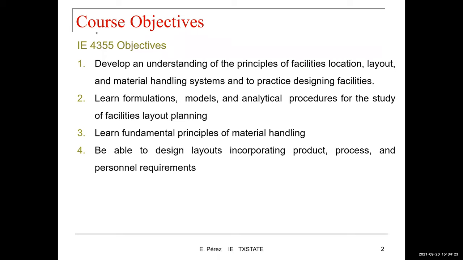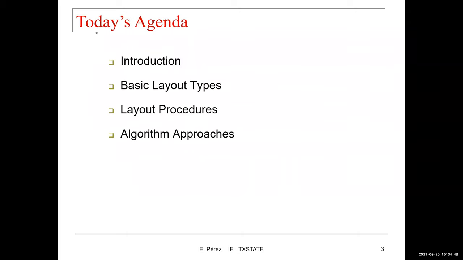As always, I showed you these objectives at the beginning of the lecture, and we are working on most of them right now: understanding the principles of facility location, layout, learning formulation models, and analytical procedures for the study of facilities layout planning, and being able to design layouts, incorporating product, process, and personal requirements. So again, we are going to spend most of the hour looking at some new algorithms for the design of facilities. We are going to focus on that last bullet, the algorithm approaches.